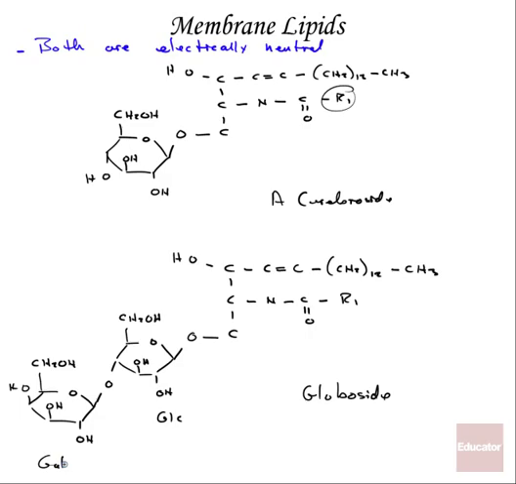Neutral glycolipid. Neutral glyco is the sugar part. Sphingolipid. Glycolipid, glycosphingolipid, sphingoglycolipid. Again, names. Structures are what matter.